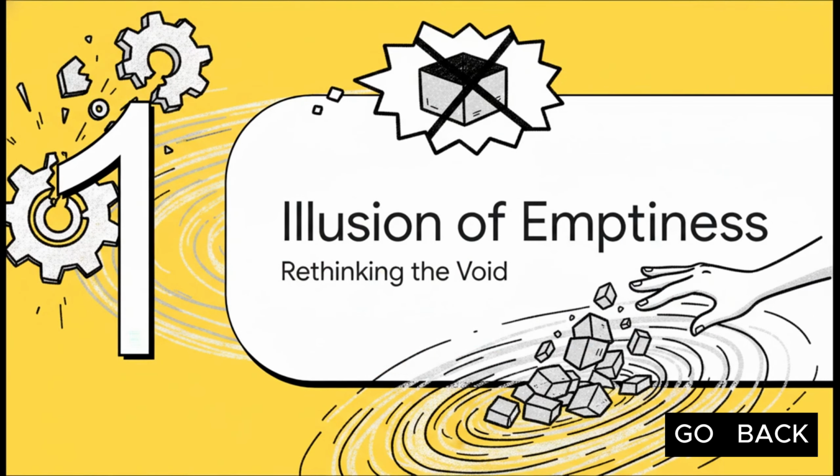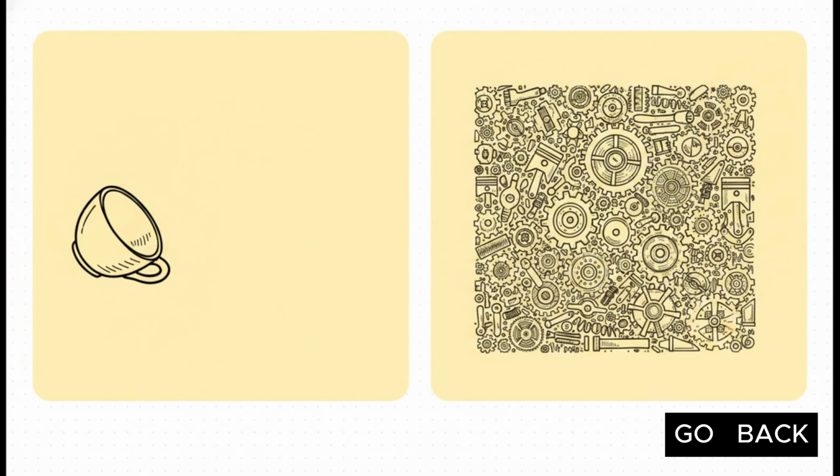Section 1. The Illusion of Emptiness. Rethinking the Void. So, before we can even start building this new mechanical model, we really have to dismantle our baseline assumptions of what nothing actually means. Basically, we have to completely toss out the vocabulary of lack. Think about our traditional everyday view. Absence as a void. It's just the idea that absence is a lack of things, right? Like an empty cup or a quiet, empty room.